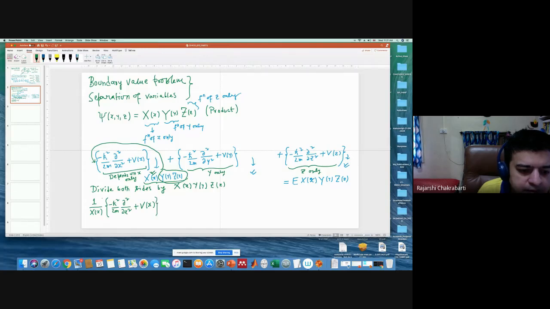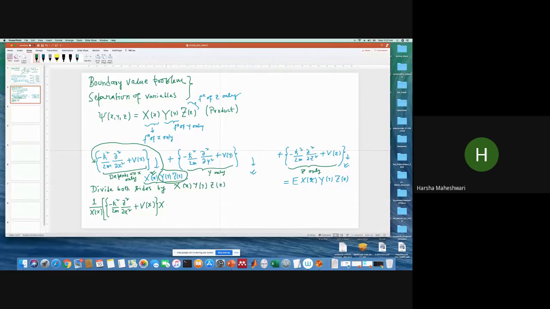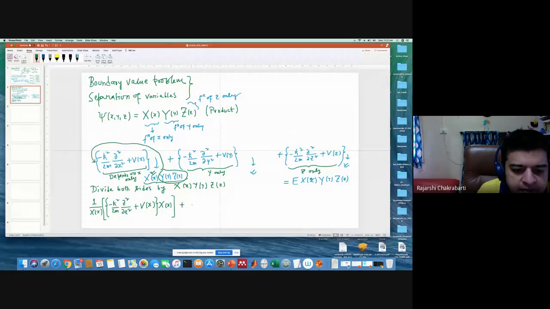But the whole thing is operating on X of x. Then I have a similar term in y, and a similar term in z, and on your right you have E, a constant.